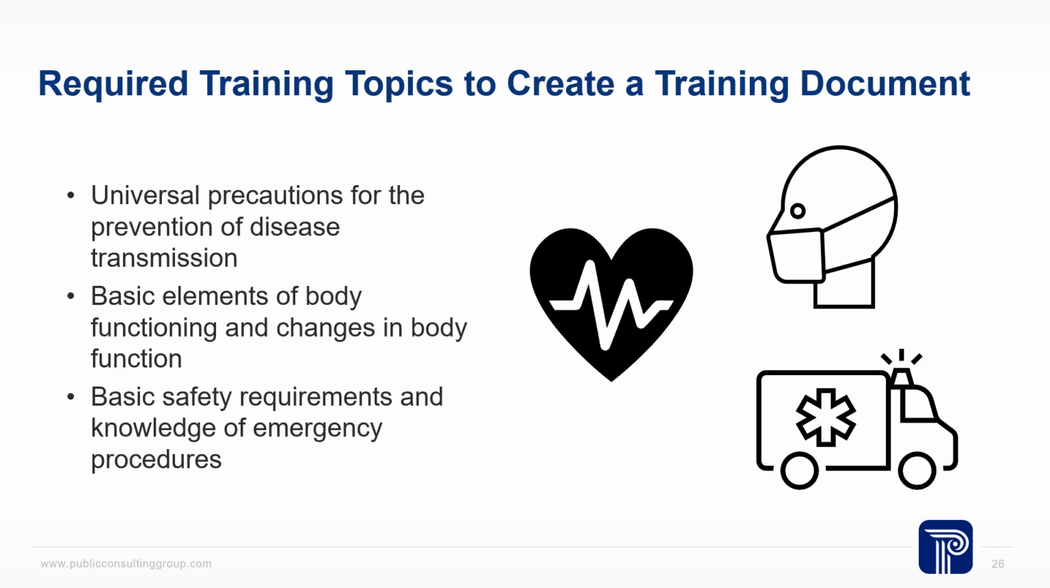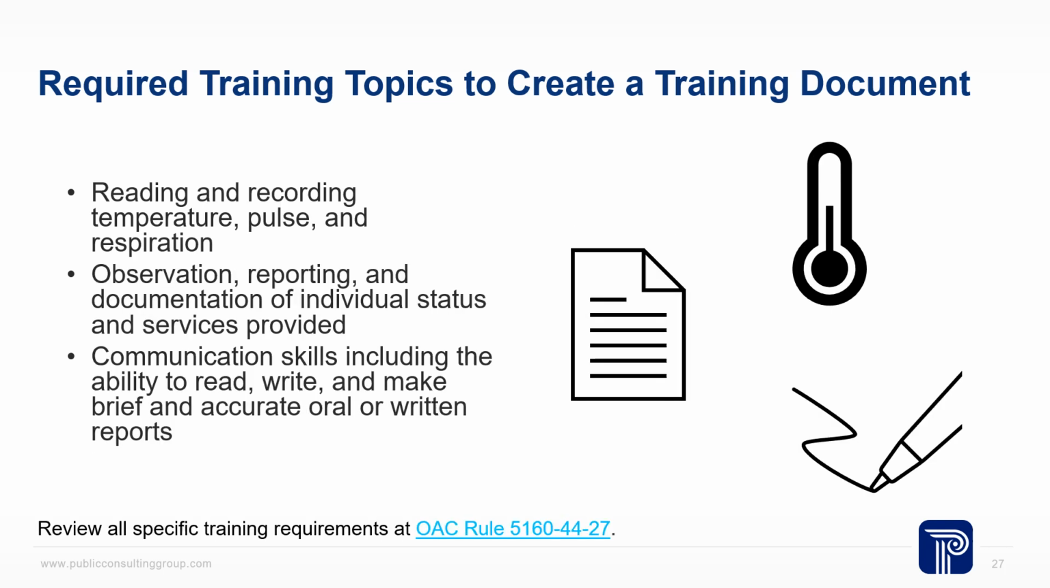Universal precautions for the prevention of disease transmission. Basic elements of body functioning and changes in body function. Basic safety requirements and knowledge of emergency procedures. Reading and recording temperature, pulse, and respiration. Observation, reporting, and documentation of individual status and services provided. Communication skills, including the ability to read, write, and make brief and accurate oral or written reports.